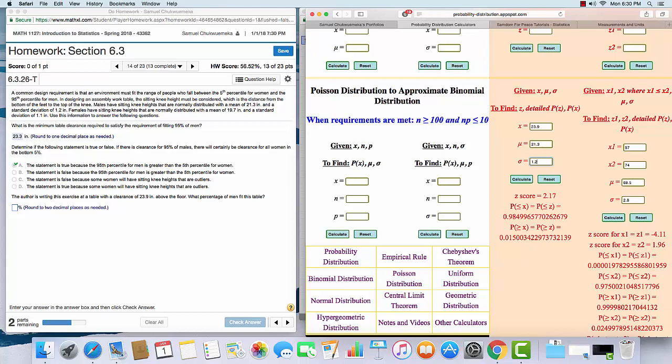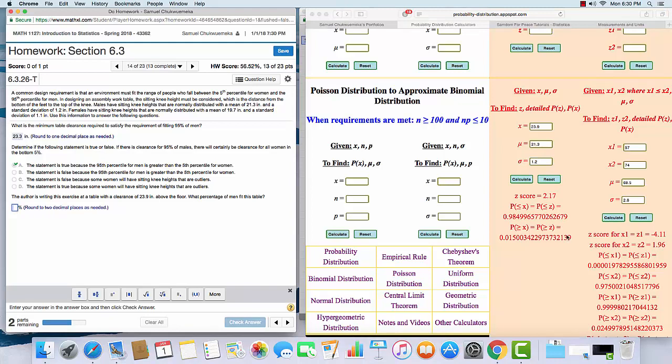So as you can see here, the percentage of men that will fit the table, to two decimal places, will be 98.50%. Okay, 98.50% will fit the table. If you convert that to a percentage, it is 98.50%.